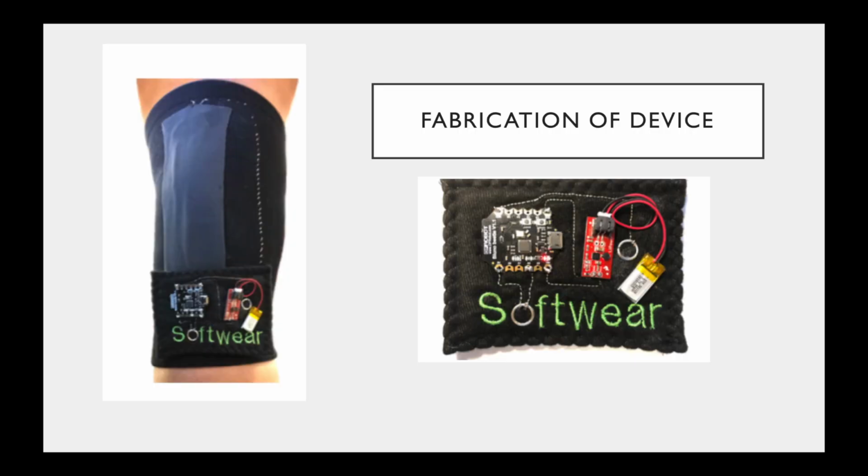The next project was to create the device. The first part was creating the control patch, which contains all of the non-washable electronic components. The second part was creating the sensor sleeve, which contains the fabric sensor. This part is able to be washed. And when these two parts are connected, we have a full TracKnee prototype, which is shown on the left.